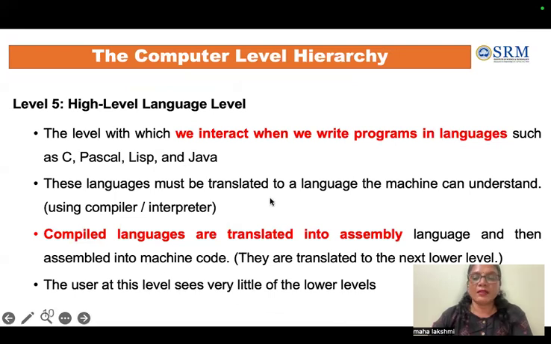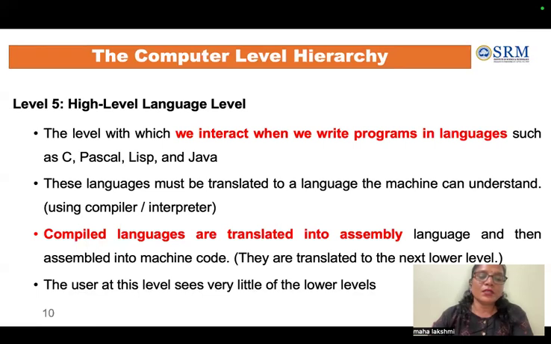So level 5 is the high level language, which we have already discussed in the diagram itself. This is used for interacting when we write programs in languages such as C, Pascal, Lisp, Java, and Python. These languages must be translated into a language the machine can understand. High level languages are written by a human being, and they must be converted into machine level language before being processed by the computers, using what? Compilers or interpreters. And then these compiled languages are translated into assembly level languages, and they are assembled into machine codes. Now, they are translated to the next lower levels.